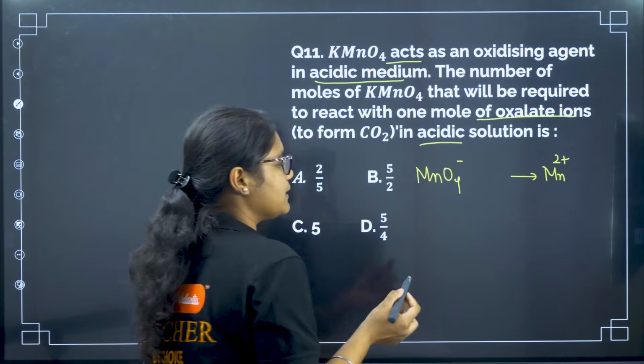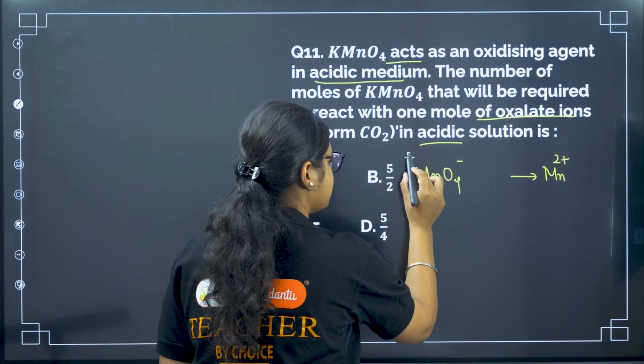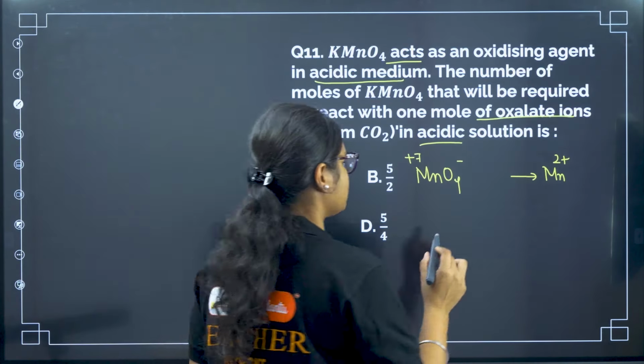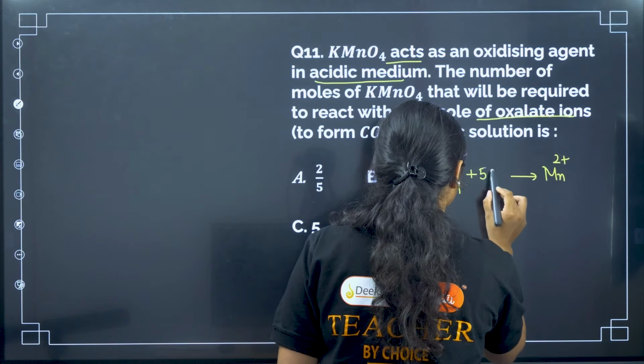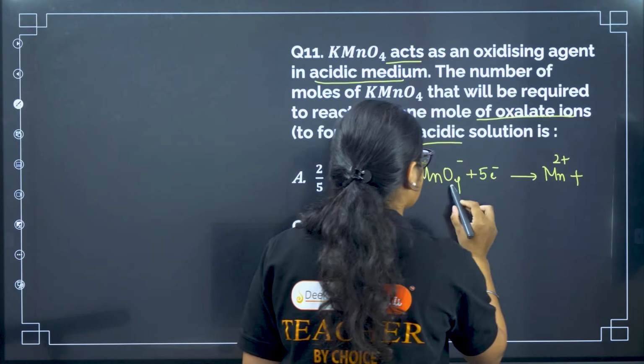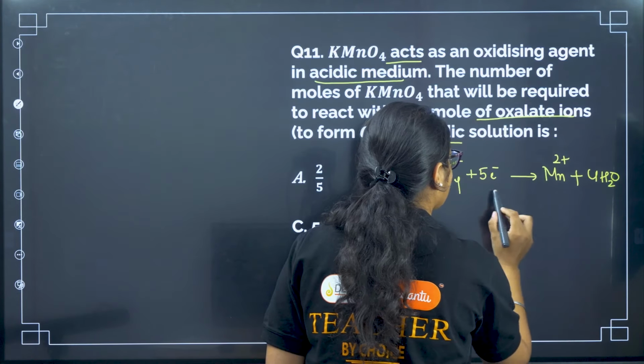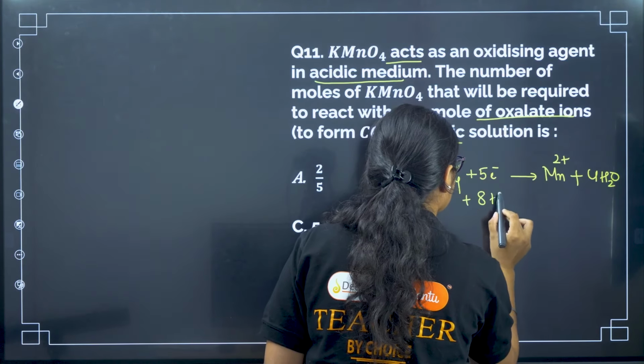Now you can balance this reaction. So this is plus 7 here, plus 7 to plus 2, that is reduction, gain of electrons. So how many electrons have been gained? 5 electrons are gained. Then you can add here 4 water, and then it will be 8H plus.